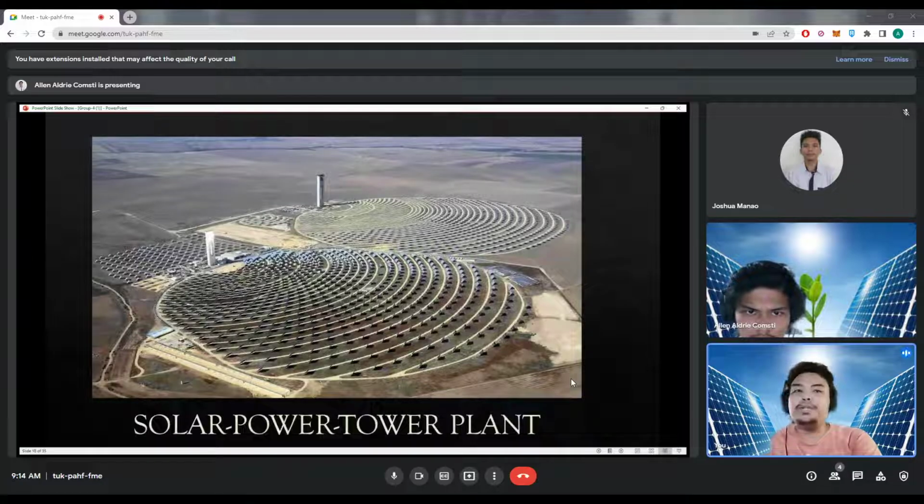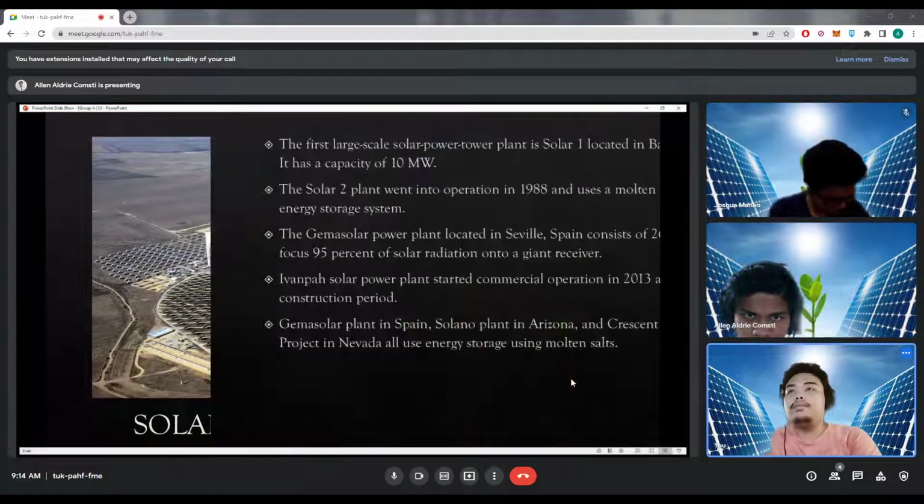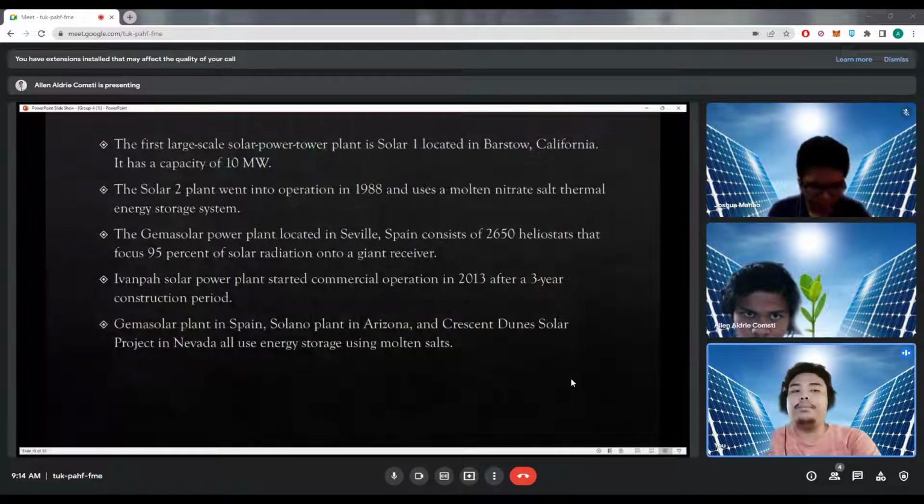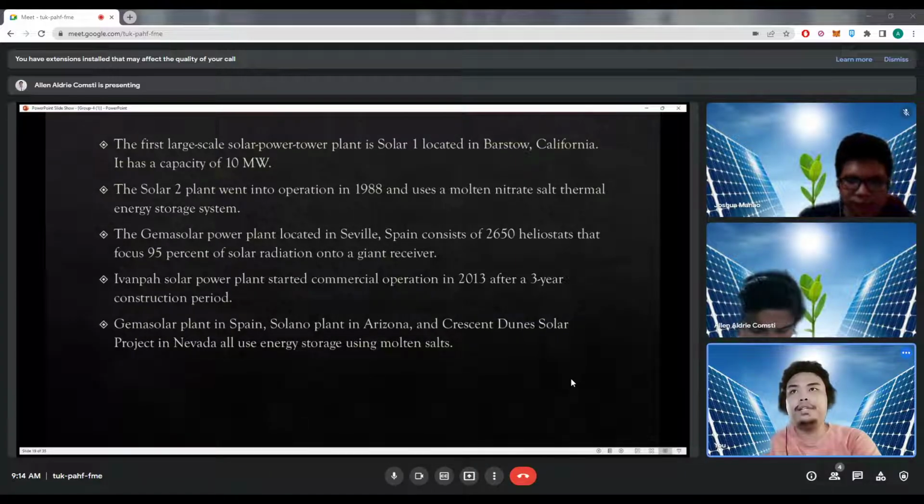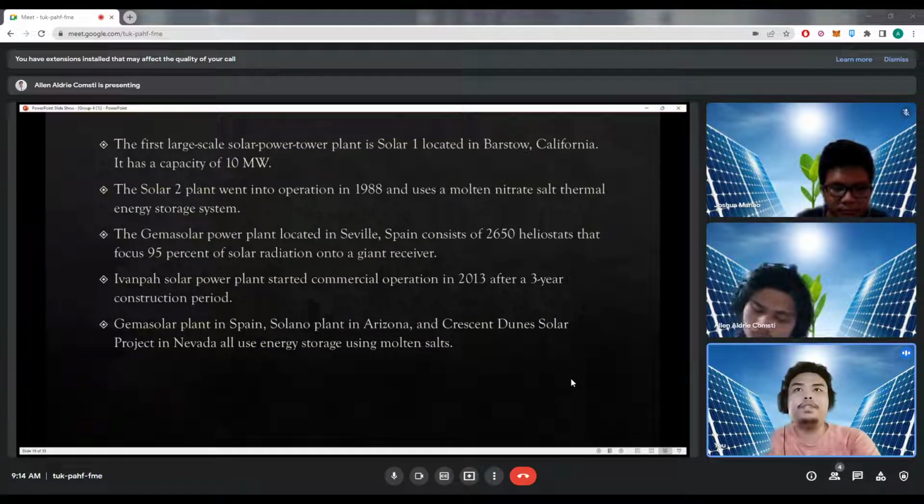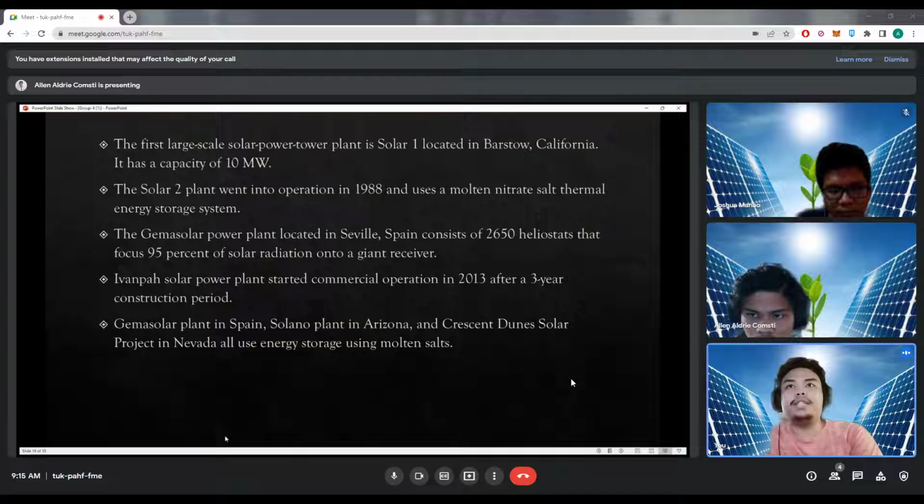As you can see, the picture is an example of a solar power tower plant. The first large-scale solar power tower plant is Solar One, located in Barstow, California. It has a capacity of 10 megawatts. The tower is 91 meters high, or 300 feet, and the receiver located at the top of the tower is water cooled. There is an oil and sand storage unit that can help supply electricity for 3 to 4 hours after sunset.